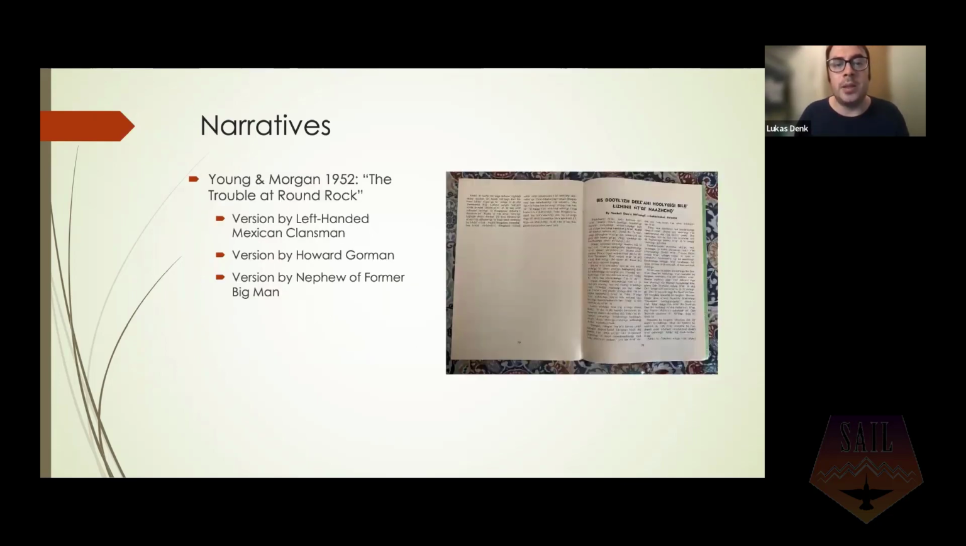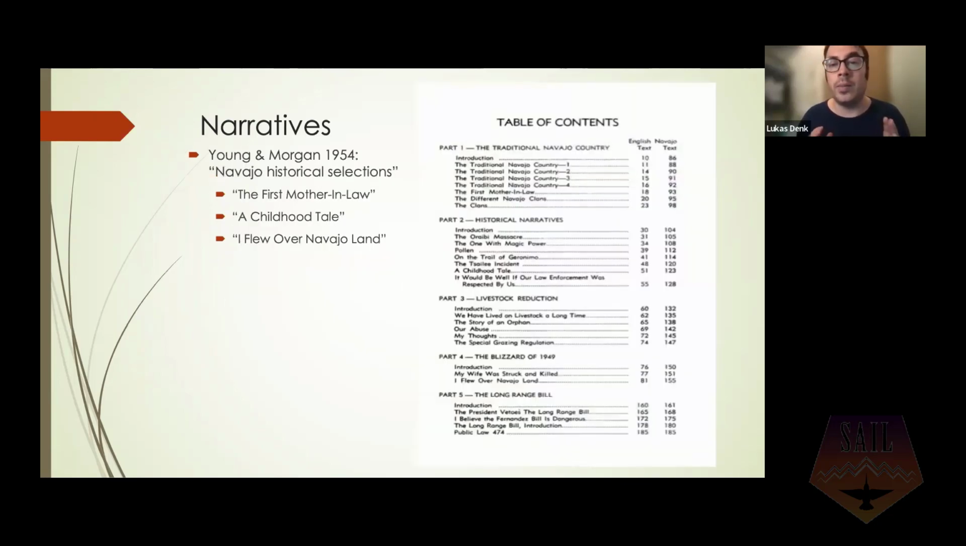So what I did is to gloss first 3 versions of this story, the Trouble at Round Rock, which was a real event, and narrated by these 3 different authors: Left-Handed Mexican Clansman, Howard Gorman, and Nephew of Former Big Man. And then I looked at a bigger book full of narratives, which is the Navajo Historical Selections. I wanted to gloss all of them, but it takes really a lot of time.